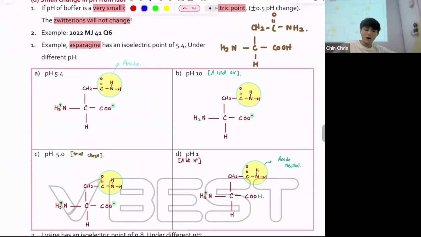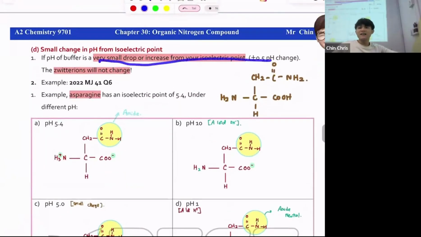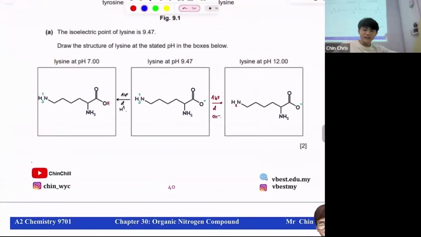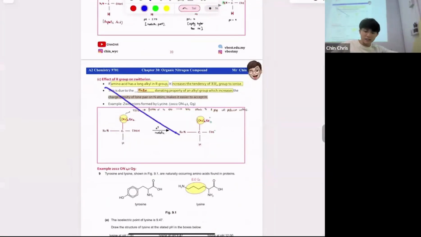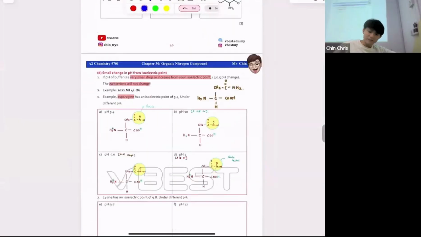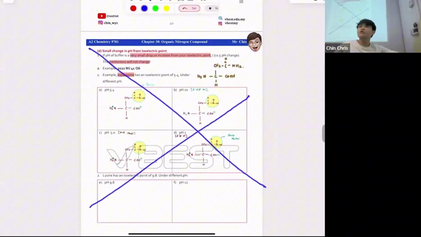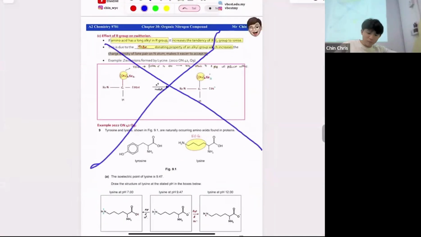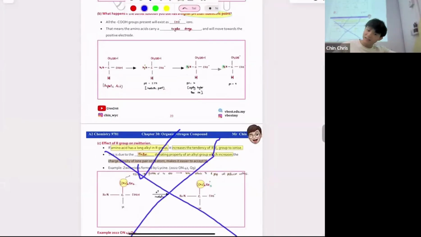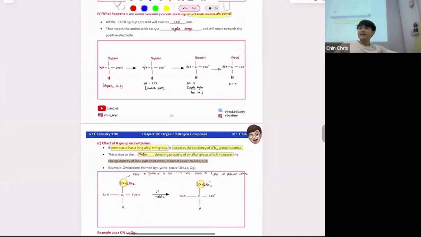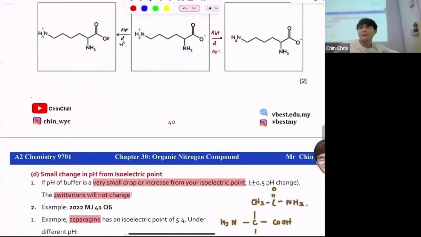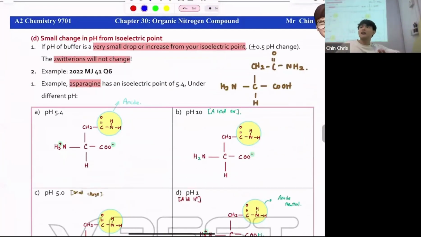Okay. My rule, for your info, this part is not in the syllabus. They expect you to know. The senior that set for 2022, basically, I never taught them how to do this. Suddenly, it just came out. So now you guys have to be careful. Okay, so a small change, the Zwitterion will stay.